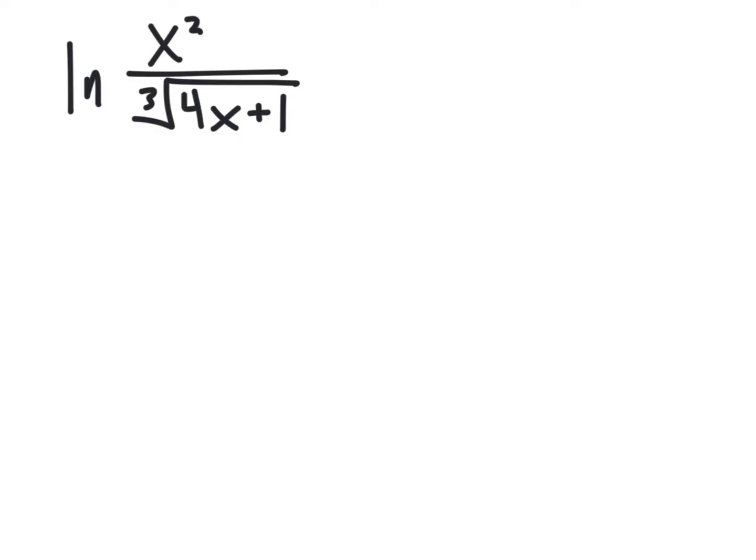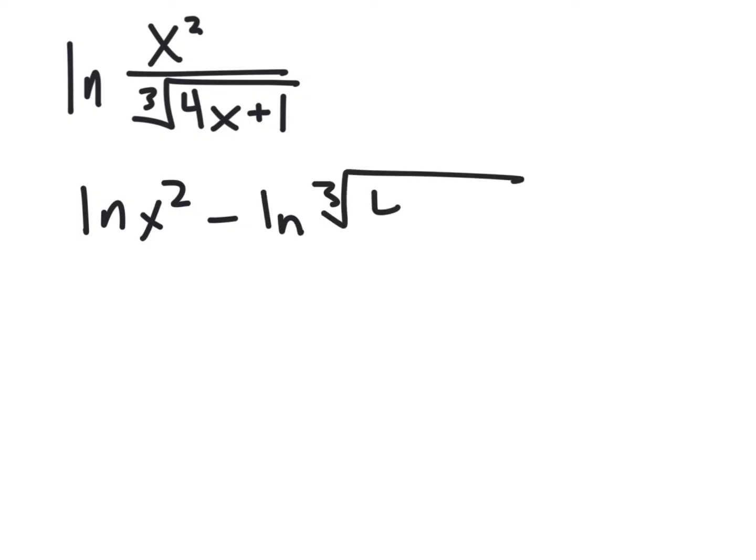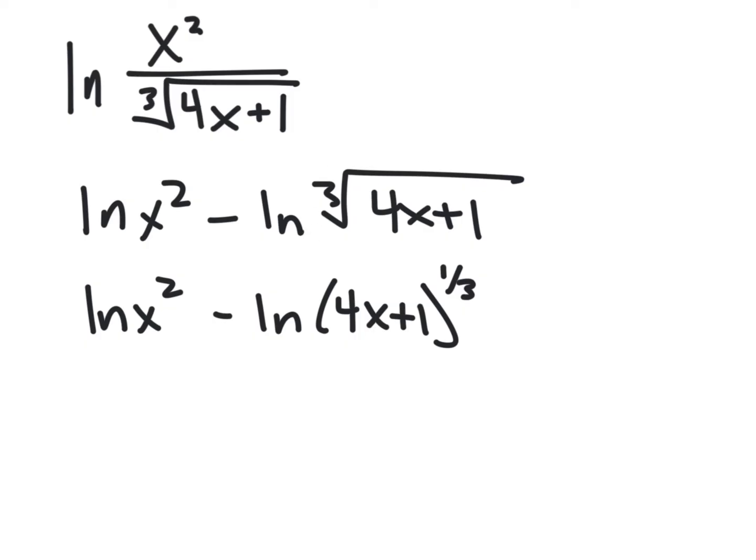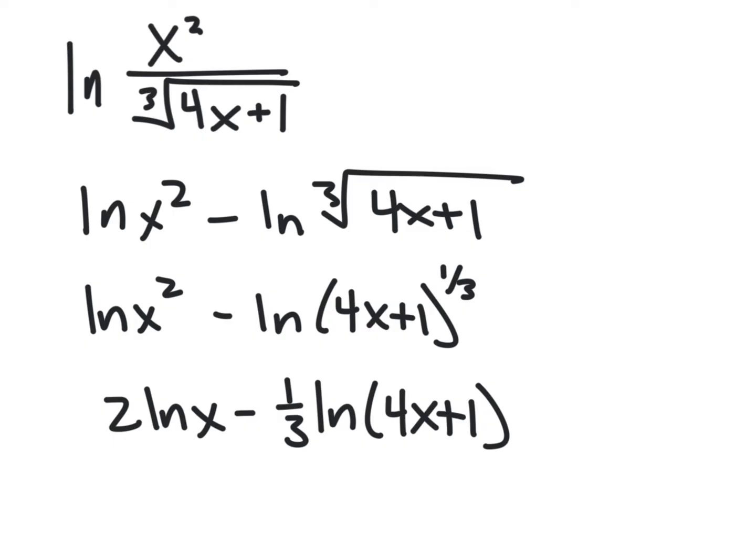All right, so with this problem, we have the natural log of x squared, and then all of this is in the denominator, the natural log of the cube root of 4x plus 1. Next, we can rewrite a cube root as a power of 1/3. Finally, the powers can move in front of the logs, and this is the natural log of 4x plus 1. These things are being added so that we can't break them up like we could multiplication. So this is our final answer.